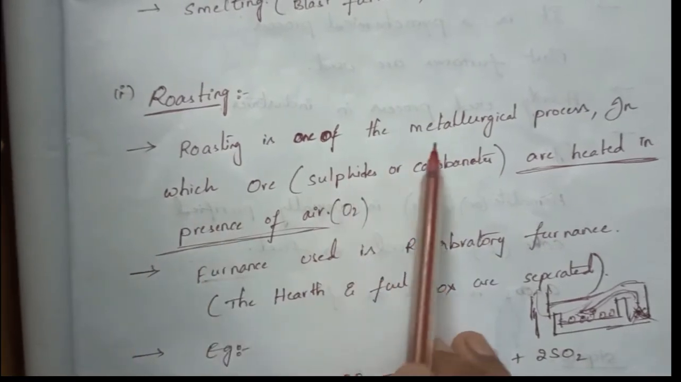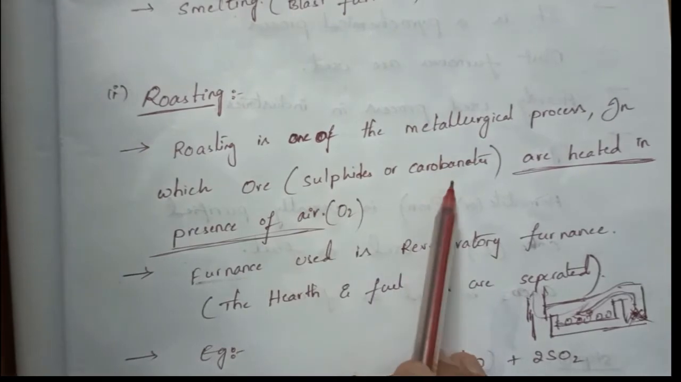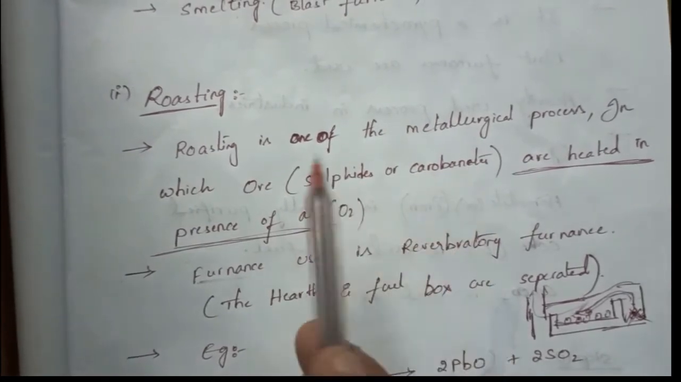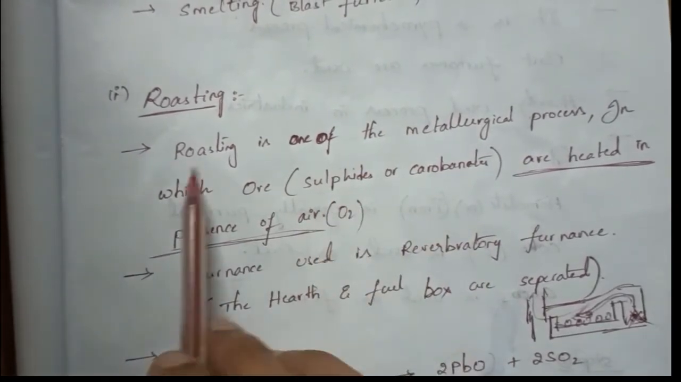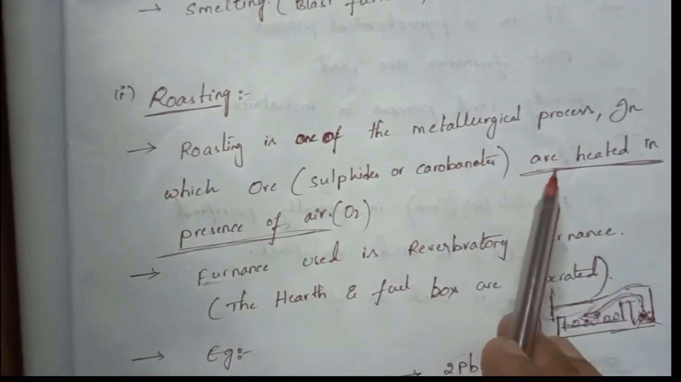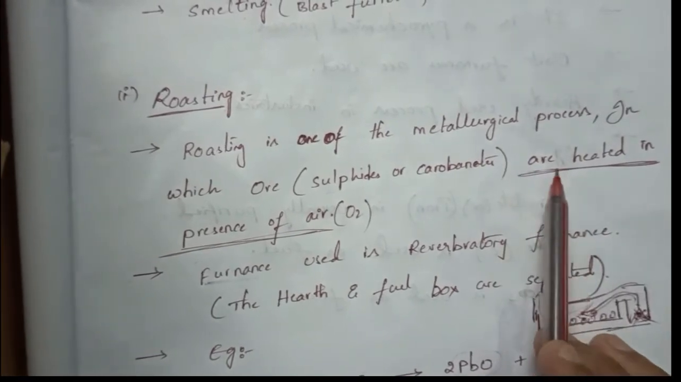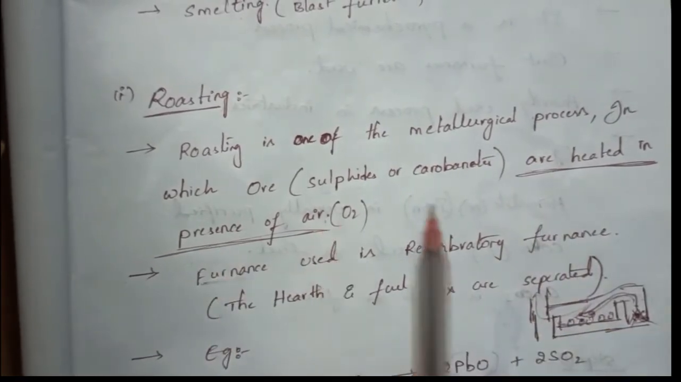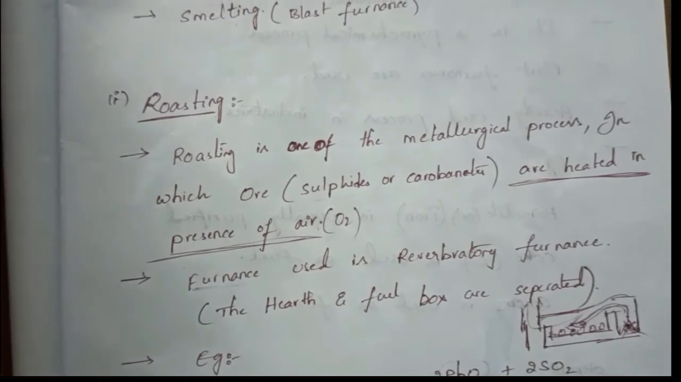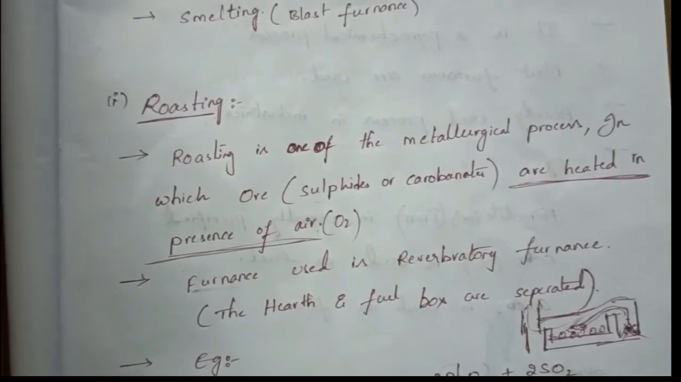Roasting is one of the metallurgical processes in which ore, sulfide or carbonate, either sulfide or carbonate, mostly sulfide ore, is heated in presence of air. This is a very important point. Heated in presence of air, which means the complete process is exposed to air, not in absence of air, right?